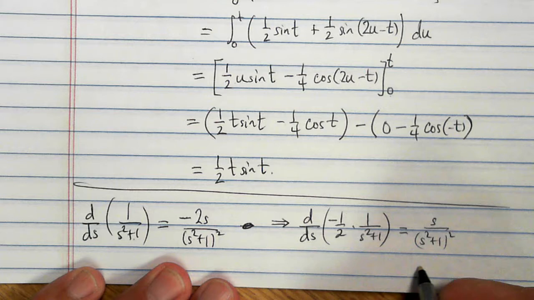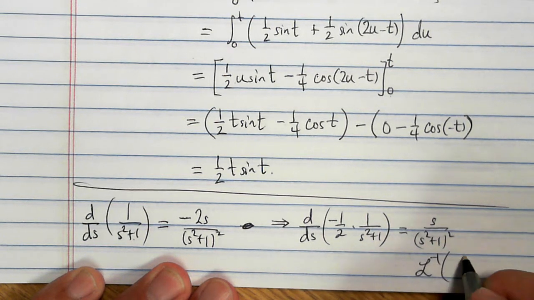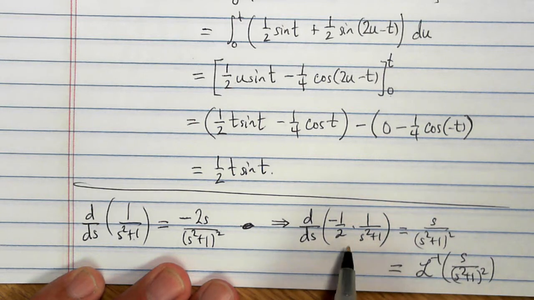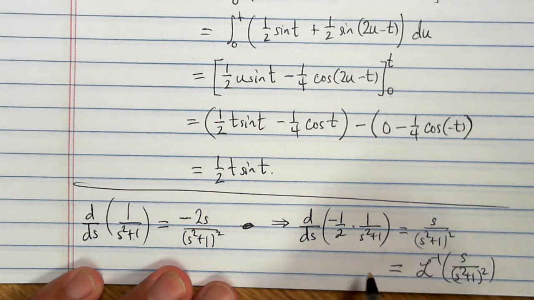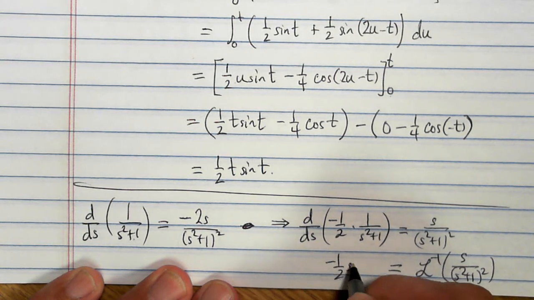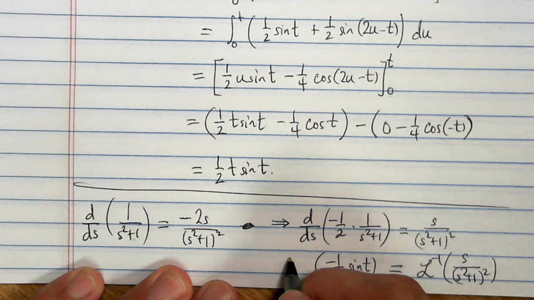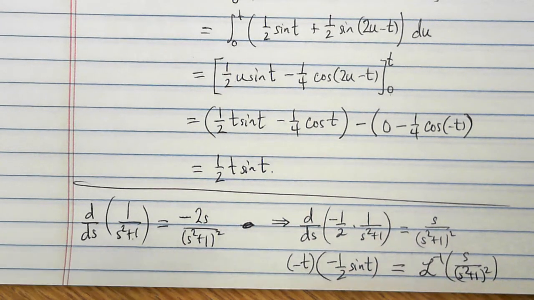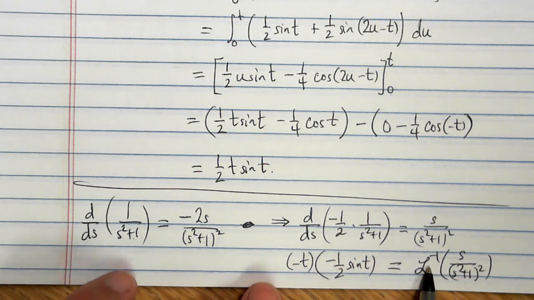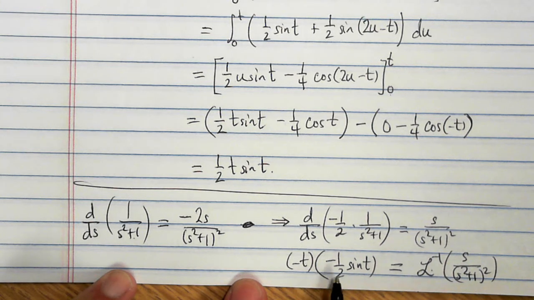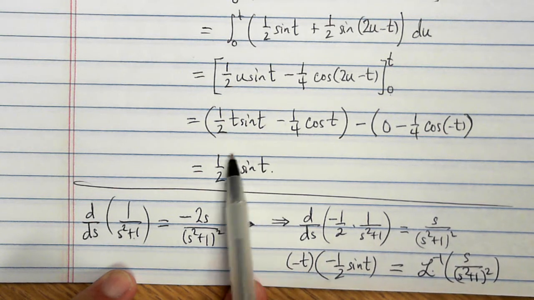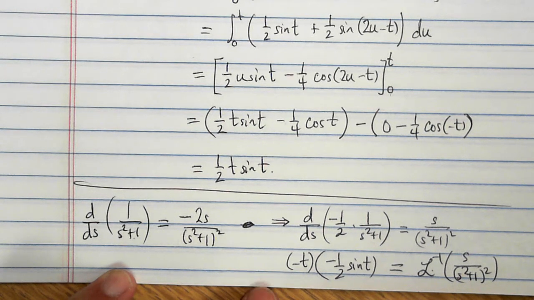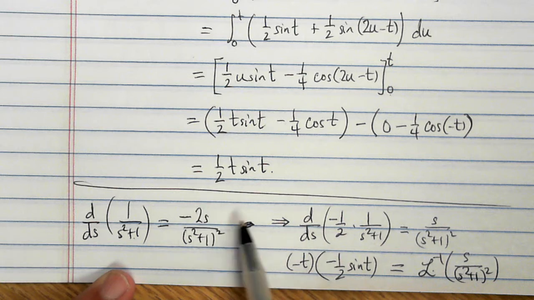And therefore, the inverse Laplace transform of this is going to be equal to the inverse Laplace transform of this, negative 1/2 sine t, times an extra negative t by my rule for taking the inverse Laplace transforms of derivatives. And when the minus signs cancel, I get exactly the same thing that I had before. So anyway, that's an alternative way of figuring out the inverse Laplace transform of s over (s squared plus 1) quantity squared.